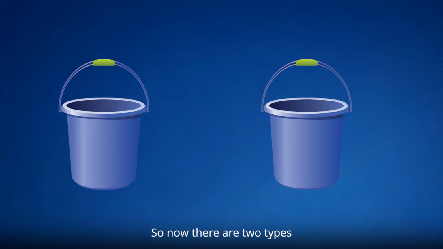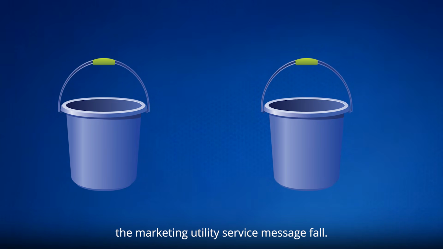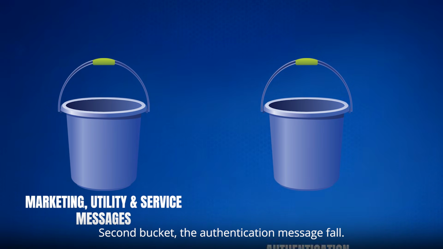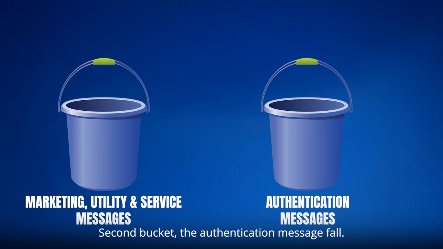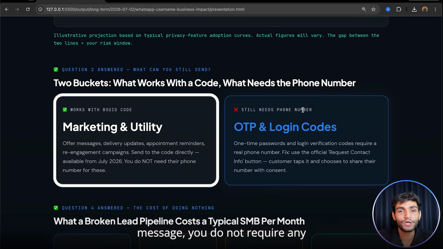Now there are two types of buckets. In the first bucket, the marketing, utility and service messages fall. In the second bucket, the authentication messages fall. For marketing, utility and service messages, you do not require any person's phone number. You can directly message them on their BSUID.